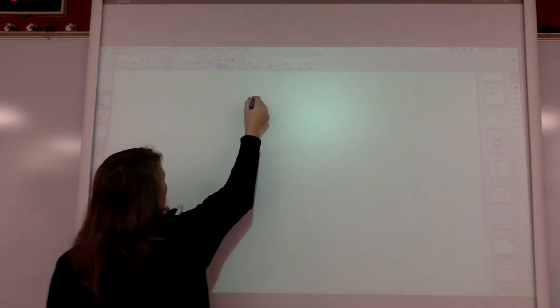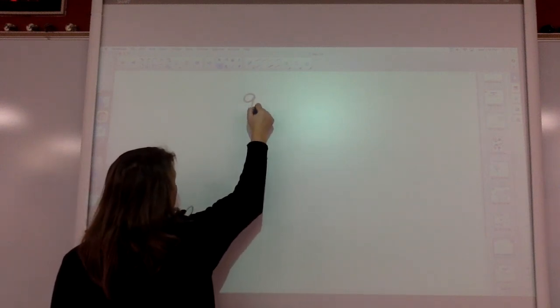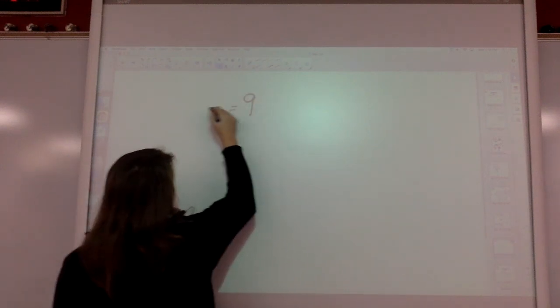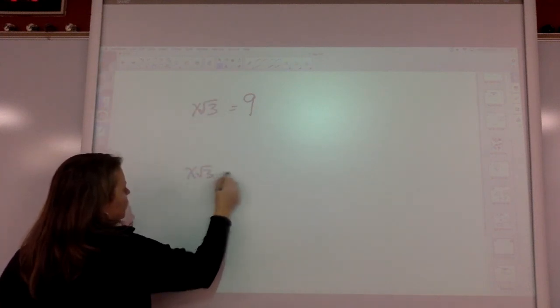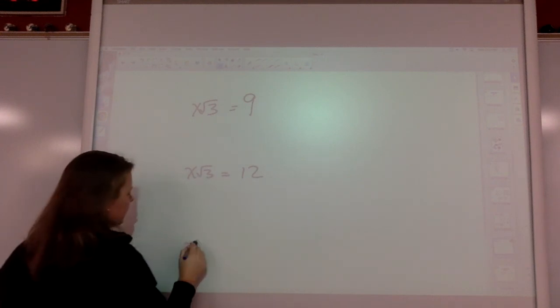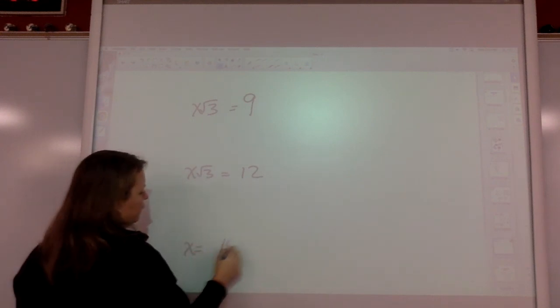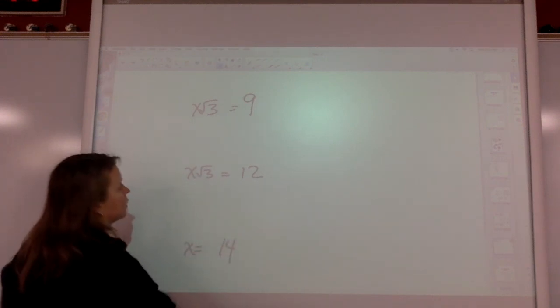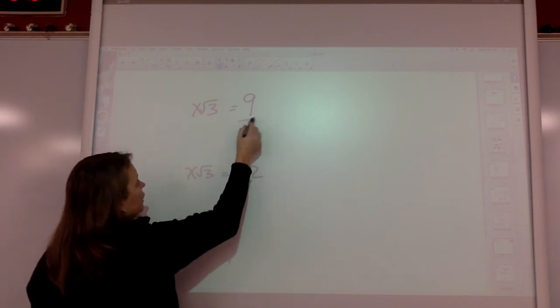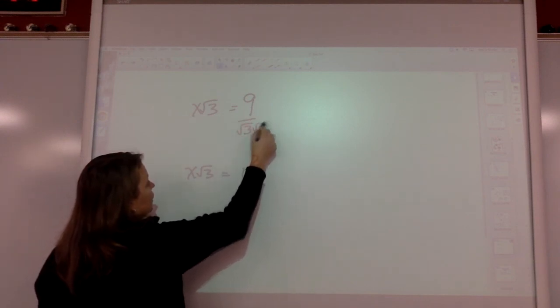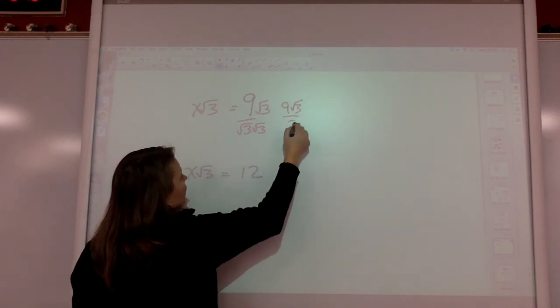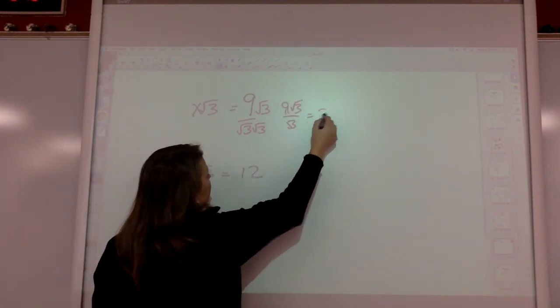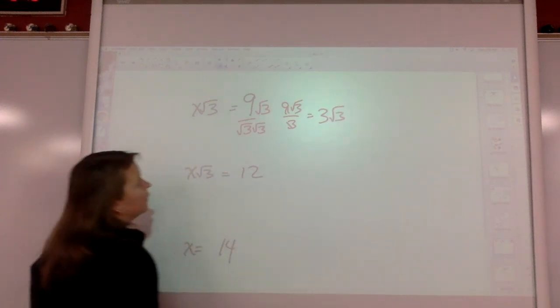All right, just for kicks, let's do 3 of these. What if you have 9, and you have to divide it by square root of 3? What if you have 12, and you have to divide it by square root of 3? What if you have 14 and you have to divide it by square root of 3? You could divide by square root of 3, rationalize it, get 9 square root of 3, divide it by 3, reduce it, and get 3 square root of 3 every time.